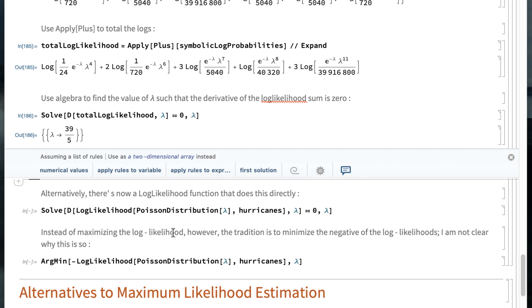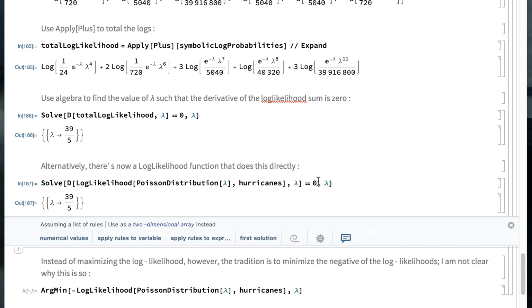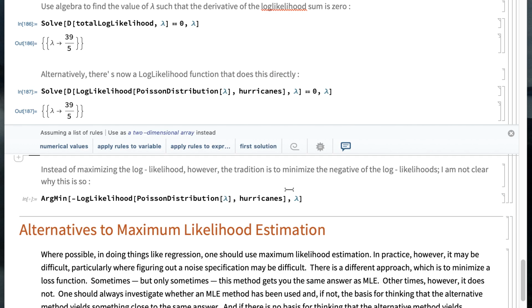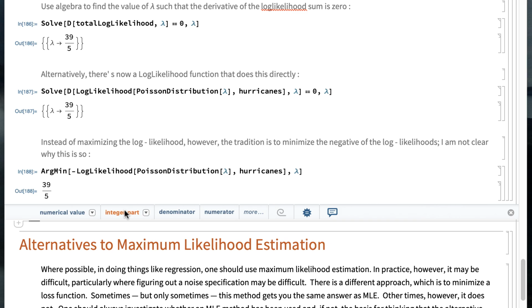And indeed, as it turns out, in more recent versions of Wolfram language, you can save yourself some trouble. There's a function LogLikelihood, which just computes exactly what we've been doing. And so if I just now take the derivative of the log likelihood of the Poisson distribution of lambda with respect to hurricanes, and I take that derivative with respect to lambda, I find out for what value of lambda is that 0. Ta-da! And as I mentioned, it's more traditional to minimize the negative log likelihood, and so it's exactly the same thing.